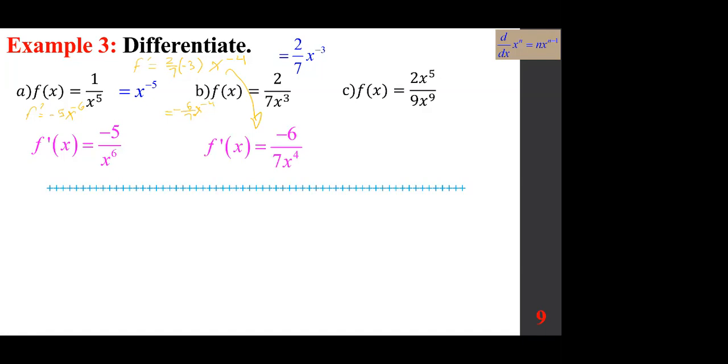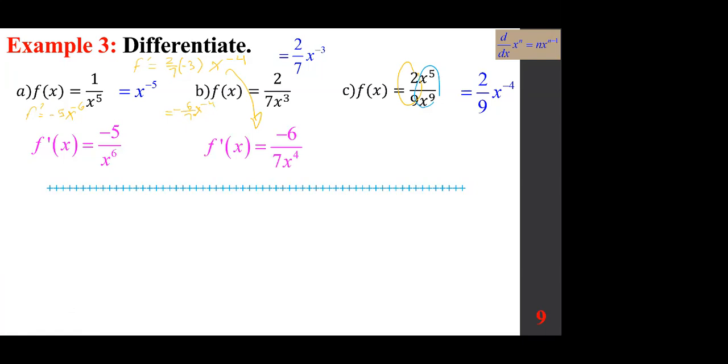Part C, again, I can't use it just the way it is, the change. I hope you see that this is 2/9, and this is x to the power of 5 minus 9, or x to the power of -4. So as long as we see that, then it should happen. Okay, now it should happen.